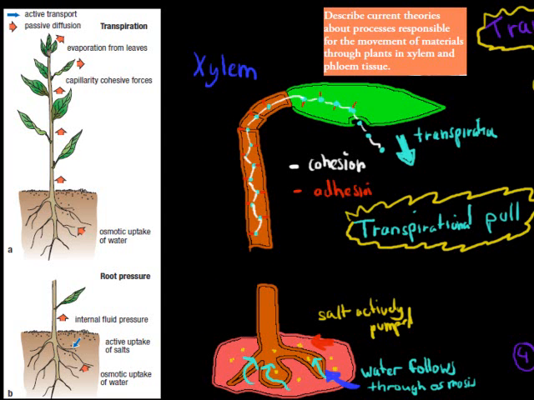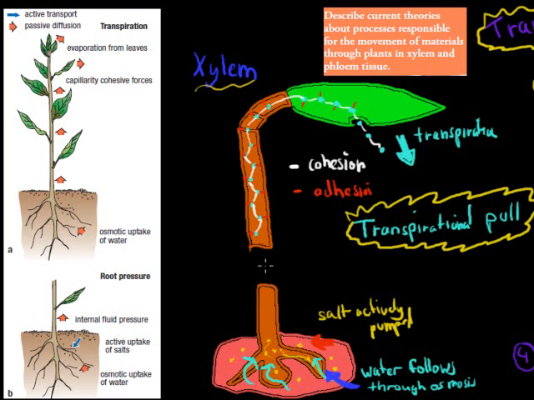Then we also have, we talked about this as well, to describe current theories about the process responsible for the movement of materials through plants in xylem and phloem tissue. First, xylem again, we had this diagram. We have an example of how salts are actively pumped into the roots. And remember, if you have low solute in the soil and high solute in the actual root, then through osmosis you have water traveling into the root as well. That's how water enters the root through osmosis.